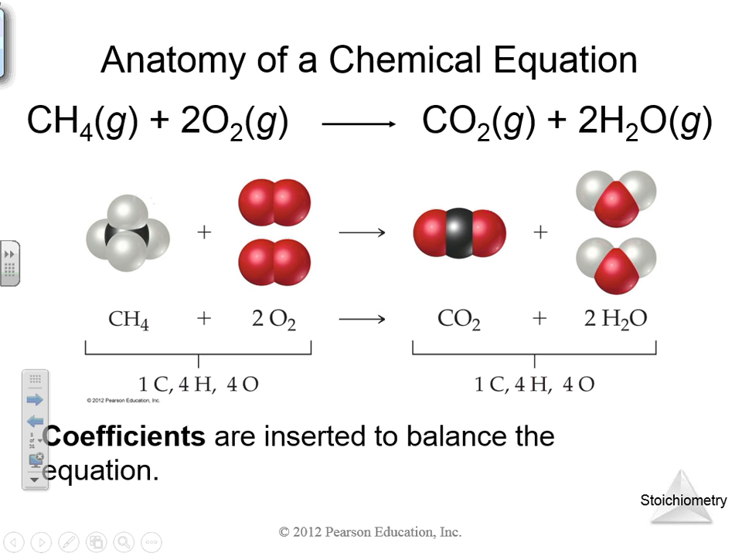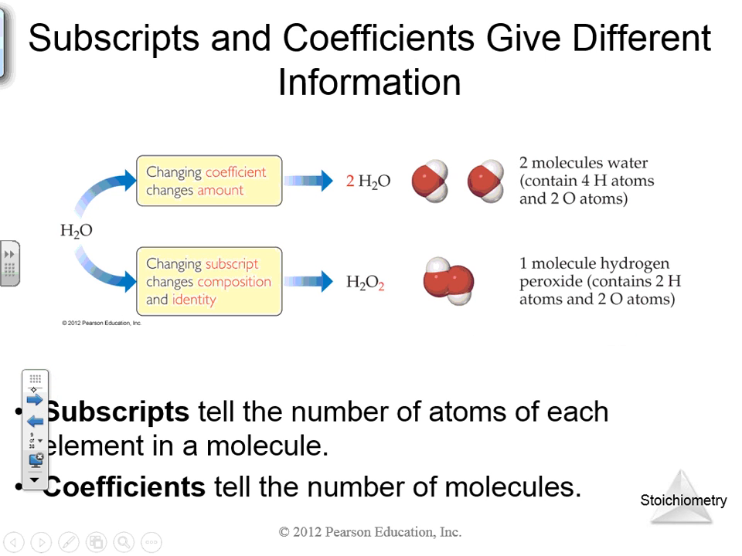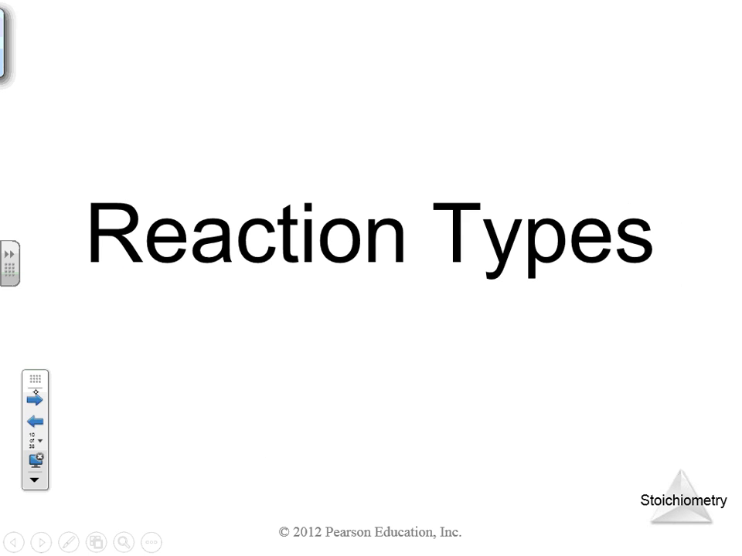We talk about coefficients, which are the numbers out in front, which describe how many of each compound we have. And then we have subscripts, which determine how many of each atom we have in a compound. We didn't have much confusion last year, but remember not to confuse coefficients and subscripts. If you change a subscript, it's going to change the entire identity of the compound. If you change a coefficient, you're just going to be changing the amount.